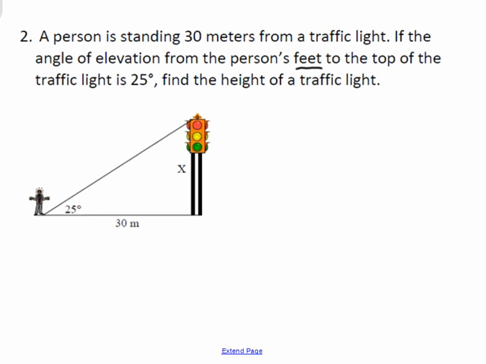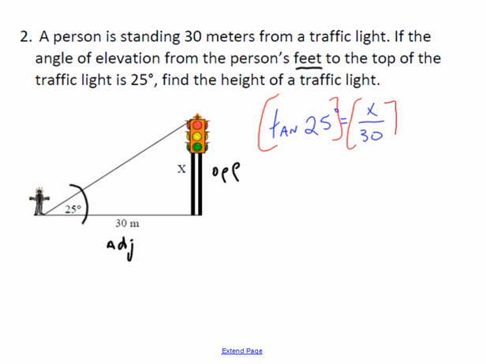So this one right here, here's my angle. This is my opposite, this is my adjacent. If I have opposite and adjacent, this is going to be the tangent of 25 degrees is equal to x over 30. So we're going to multiply both sides by 30 here. So I put a 30 over here and a 30 here. These two 30s cancel each other out. So I now have 30 times the tangent of 25 is equal to my x. That tells me how high the traffic light is.